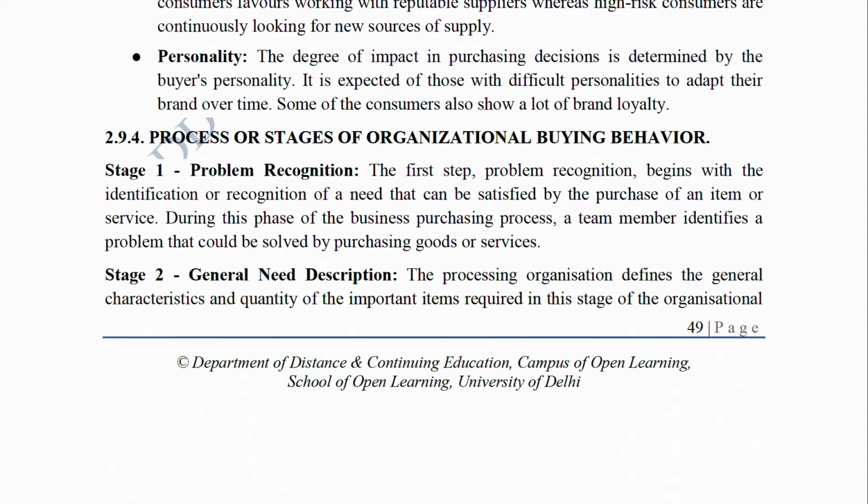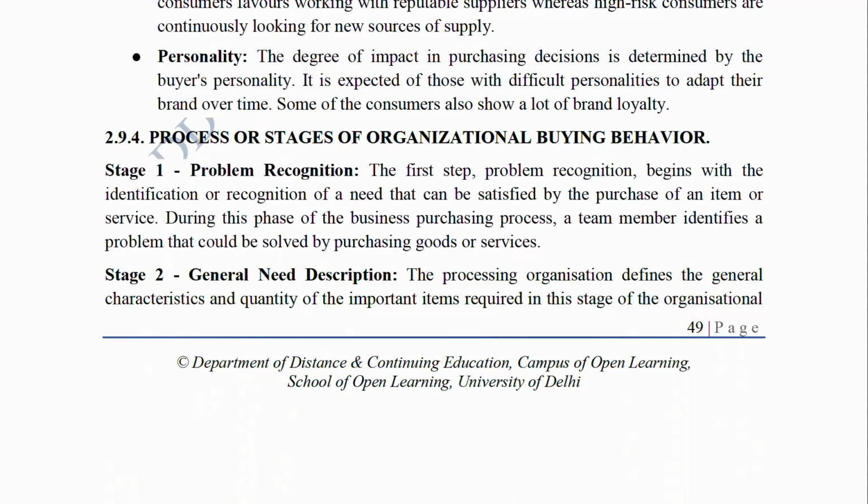2.9.4 Process or stages of organizational buying behavior. Stage 1: Problem recognition. The first step, problem recognition, begins with the identification or recognition of a need that can be satisfied by the purchase of an item or service. During this phase of the business purchasing process, a team member identifies a problem that could be solved by purchasing goods or services.